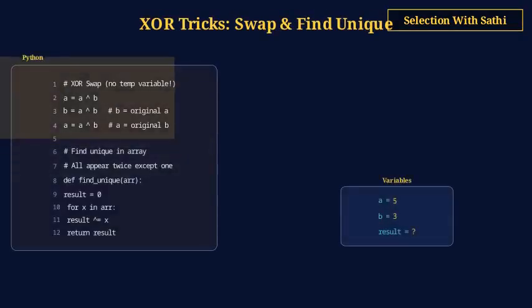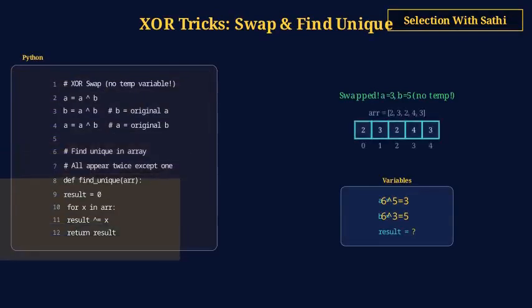Generating all subsets of a set using bit masks. For array A, B, C with 3 elements, we iterate mask from 0 to 2 to the 3 minus 1, that is 0 to 7. Look at line 6. For each mask, we check which bits are set. If bit i is set, include element i in the subset.